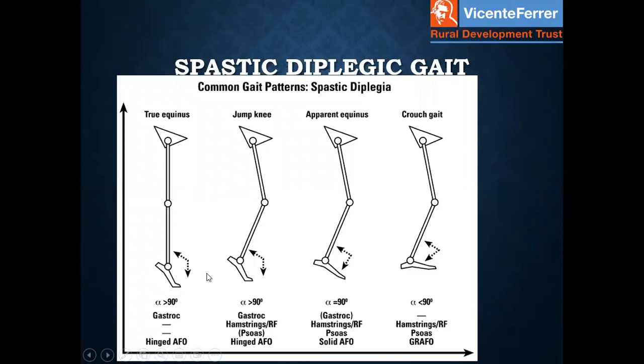So in spastic diplegia, in true equinus and jump knee, the angle between the lower leg and dorsum of the foot will be greater than 90 degrees. In apparent equinus, due to growing age and increasing weight of the child, the angle between the lower leg and the dorsum of the foot will become 90 degrees. And in crouch gait, this will be less than 90 degrees. So the foot almost appears flat in the crouch gait. Even though there is spasticity in the gastrocnemius, it will appear flat.